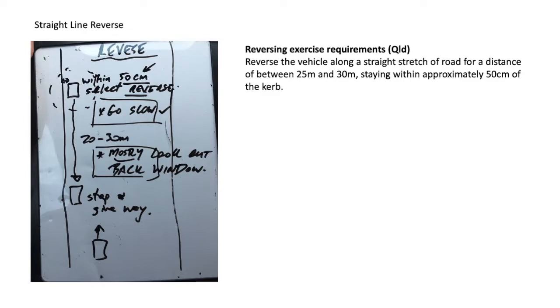This diagram shows the straight line reverse that they do in Queensland. I know other states have different manoeuvres, but the point here is that the criteria says we have to reverse along a straight stretch of road for a distance of between 25 to 30 metres, staying within approximately 50 centimetres of the curb. So let's take a look at our starting position. Within 50 centimetres of the curb, select reverse, go slow, back, I've written 20 to 30, it's 25 to 30.